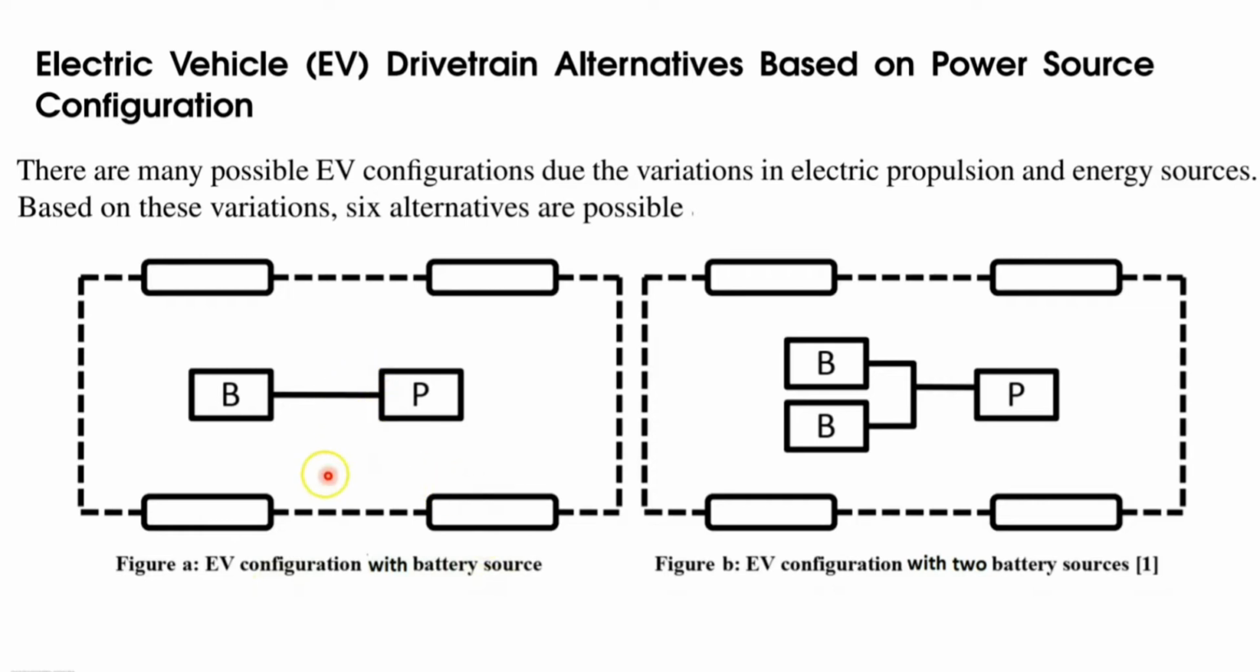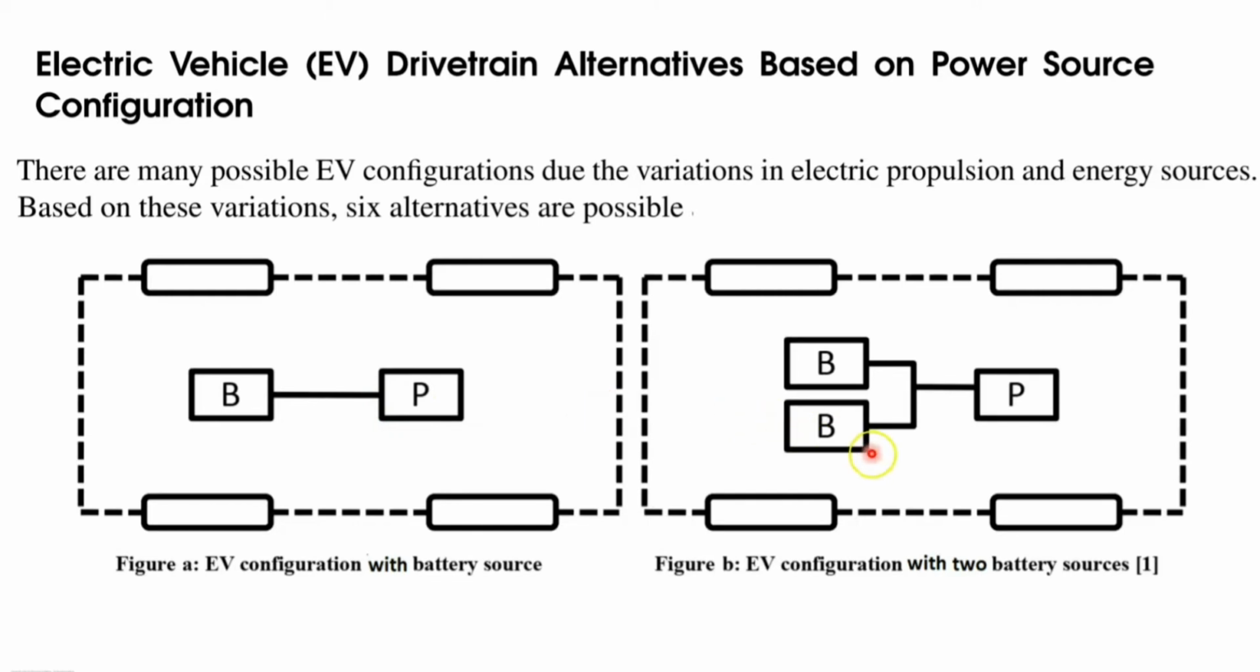So the first configuration is the configuration with the battery source. It is a simple battery powered configuration. The battery may be distributed around the vehicle, packed together at the vehicle back, or located beneath the vehicle chassis. The battery in this case should have reasonable specific energy and specific power, and it should also be able to accept regenerative energy during braking.